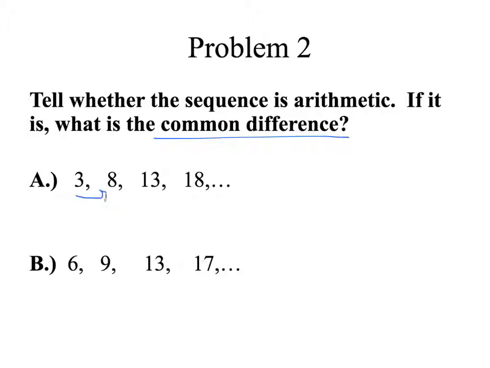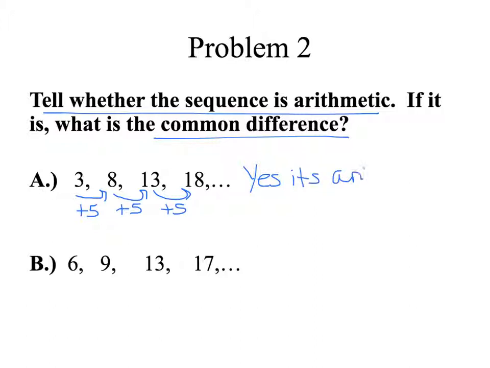Okay, so right here we have to tell whether the sequence is arithmetic. And remember, that's if it goes up or down by the same amount each time. If it is, we have to state what the common difference is. So let's see, from 3 to 8, first thing you have to do is decide if you're going up or down. We're obviously going up, so it's plus, and what we added was 5. And then did we add 5 again? Yep, and then we added 5 again. So tell whether the sequence is arithmetic. Yes, it's arithmetic. And the common difference, I usually abbreviate and put CD, would be 5.